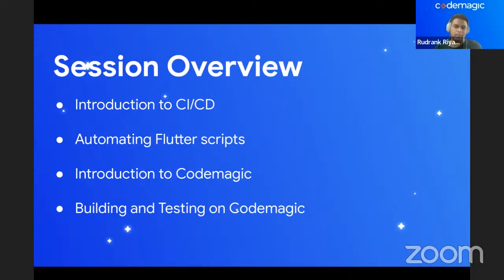I want to divide the session into four parts of half an hour each. We start with the introduction to what CI/CD is and what is the need for it. Then we go on to doing some automation on a repository that I have found that is very helpful for you all. Then I jump on to an introduction to Codemagic, where I'm going to share my screen, and we are going to go through Codemagic and add our first app into our account. And then we are going to go through the workflow editor to see how we can create our first workflow and build and test the app on Codemagic. So let's get started.